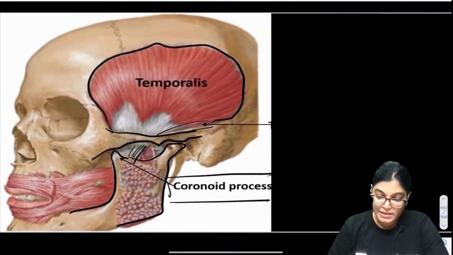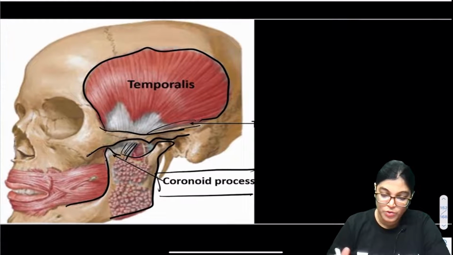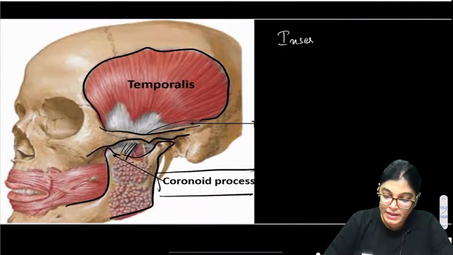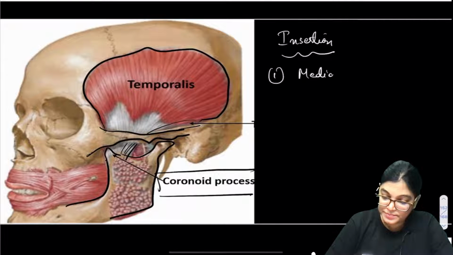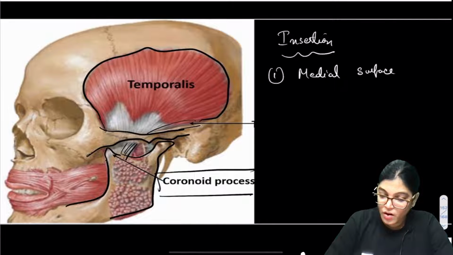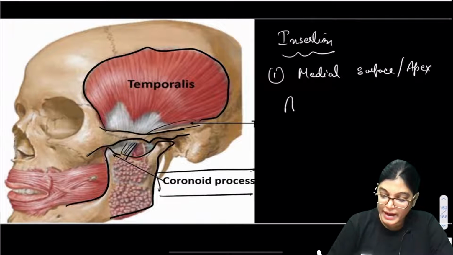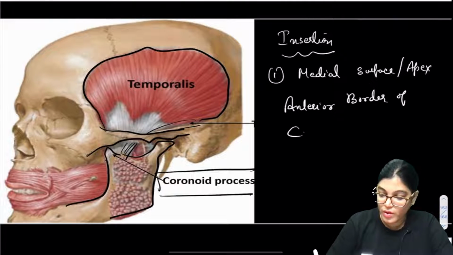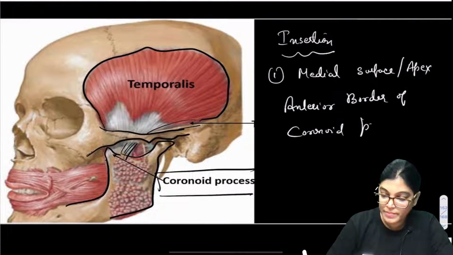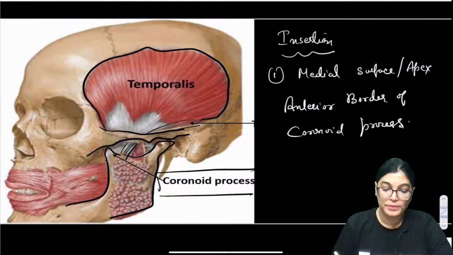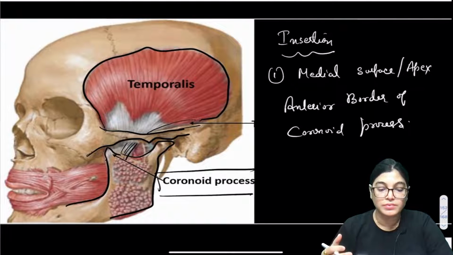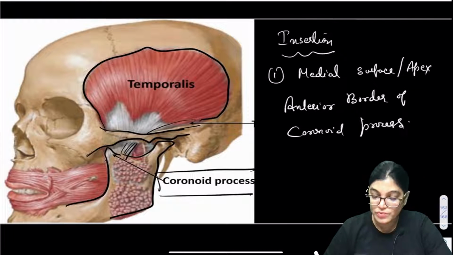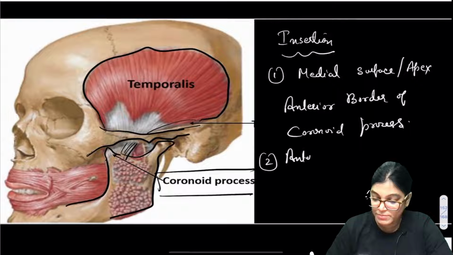So if you want, you can write here itself the insertion point. Thereafter it is inserting exactly as shown in the diagram also. It inserts into the medial surface, also onto the apex and anterior border of the coronoid process of the mandible bone. Also few fibers attach onto the anterior border of ramus of the mandible.